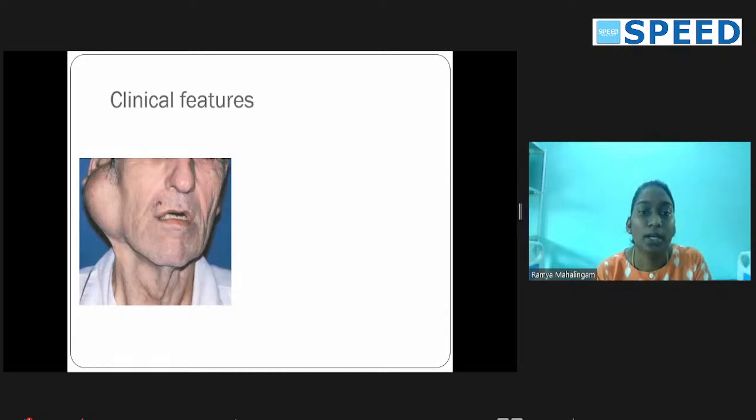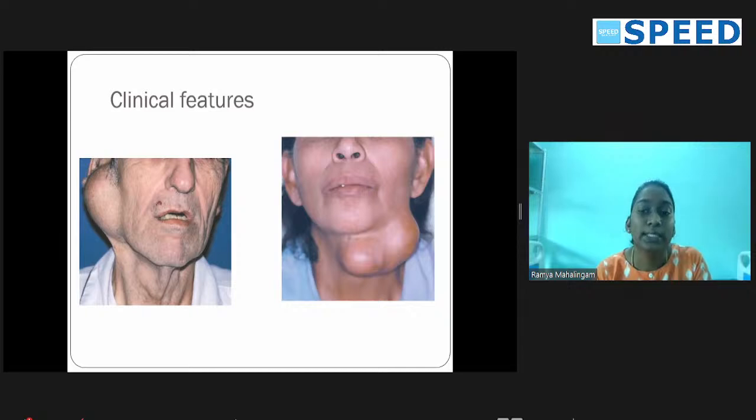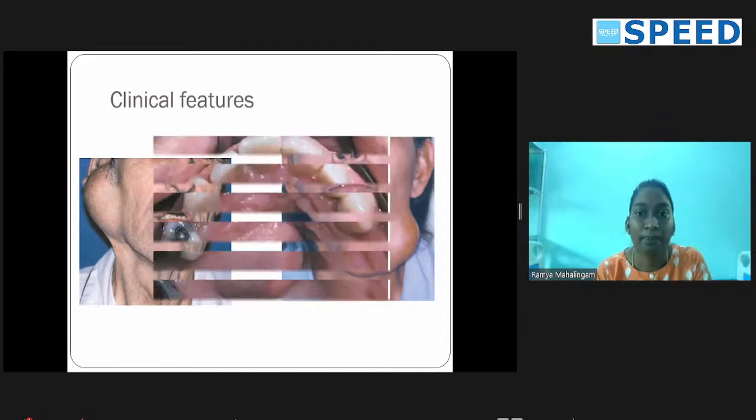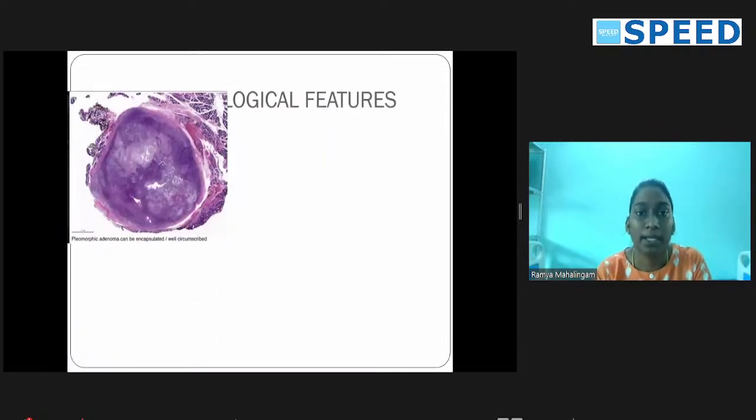So this is a pleomorphic adenoma. It's usually unilateral, and it's usually seen even in the other major salivary glands as well. Even the palatal region has reported some pleomorphic adenoma, in the minor salivary glands.